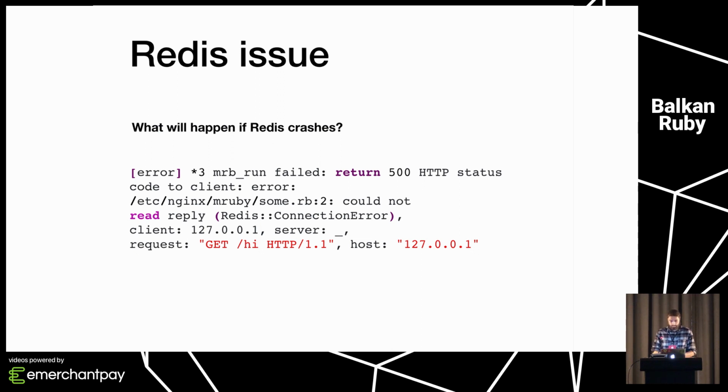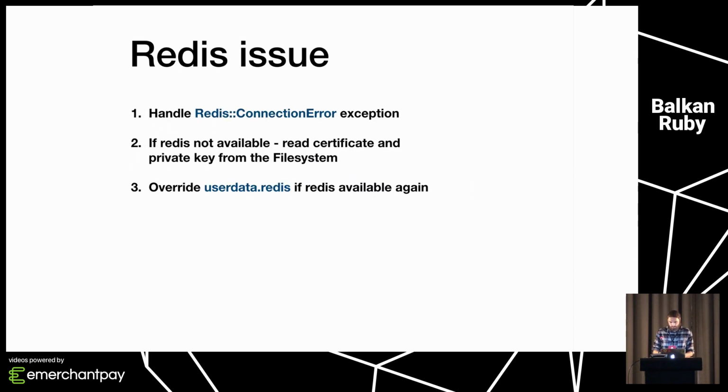The second problem: what happens if your Redis crash in the production? Well, probably you will see error in your Nginx logs that your connection errors happen, but how to fix that? Well, we can handle our exception from the Redis connection error, and then if Redis is not available right now, we can store our certificates not only in the Redis store but in the file system, and we always fall back to the file system, and it's fault tolerance.